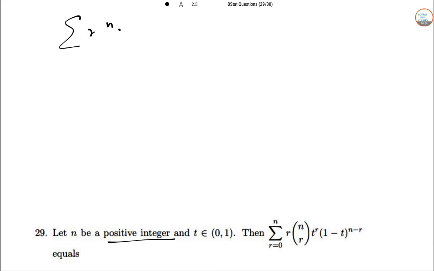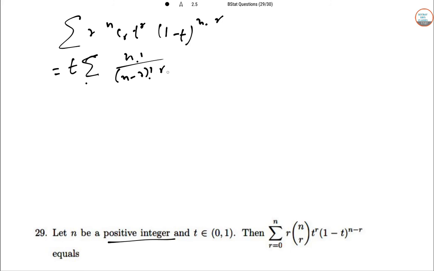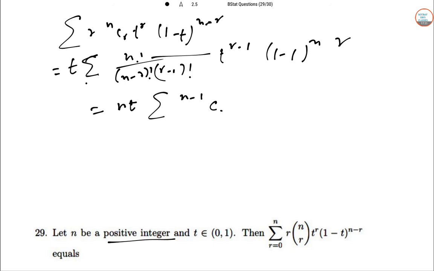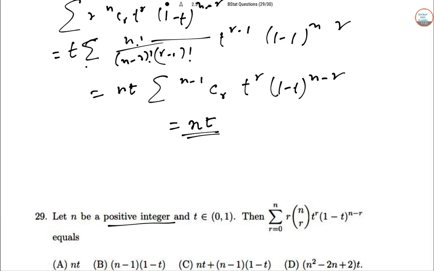Summation of r times nCr t to the power r (1 minus t) to the power n minus r. So this is t, summation of r equal to 1 to n, n factorial over (n minus r) factorial (r minus 1) factorial, t to the power r minus 1 (1 minus t) to the power n minus r. So nt times the summation of n minus 1 C r-minus-1, t to the power r minus 1 (1 minus t) to the power n minus r. A little bit of adjustment has been done, so this is nothing but n into t. So option A is correct.